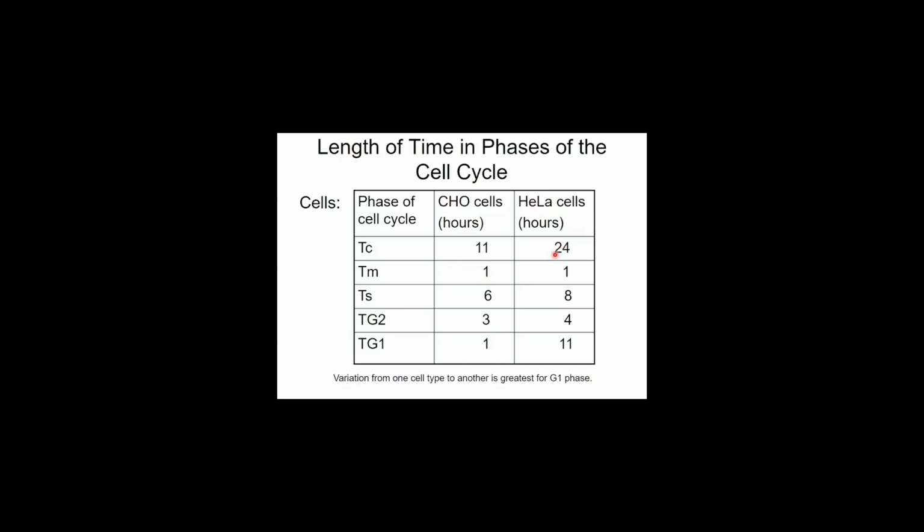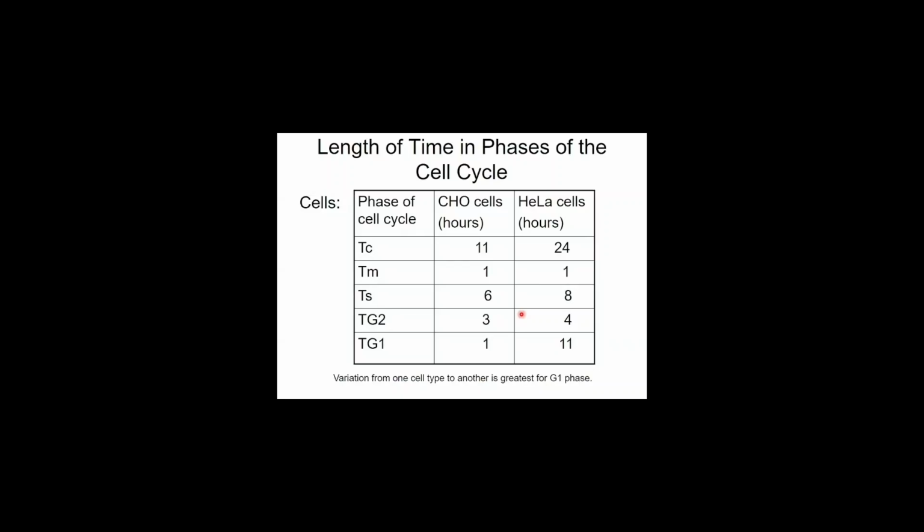So they asked the question, what variation is there? How much variation is there in different phases of the cell cycle? Both spent 1 hour in M phase. Both spent 6 to 8 hours in S phase. Both spent 3 to 4 hours in G2, but it was during G1 phase of the cell cycle that there was great variation. CHO cells were only 1 hour. HeLa cells were actually tenfold longer.